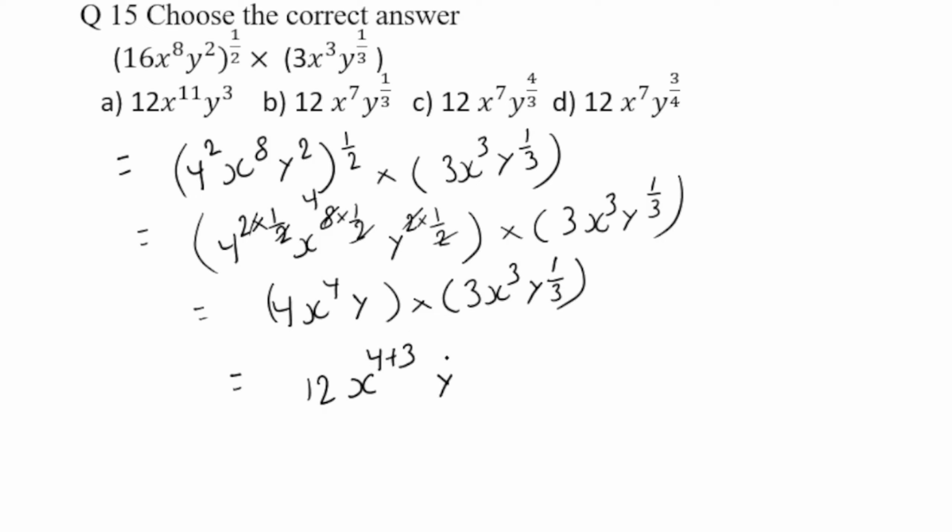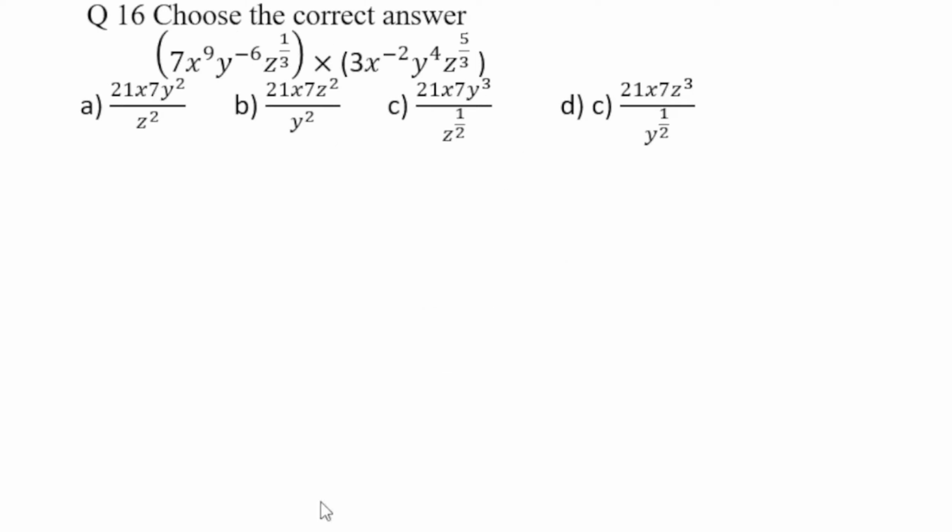Similarly, y to the power 1 plus 1 by 3. x to the power 4 plus 3, 7. y to the power 1 plus 1 by 3, that makes 4 by 3. The answer is C, 12 x to the power 7 y to the power 4 by 3. Now move to question number 16.